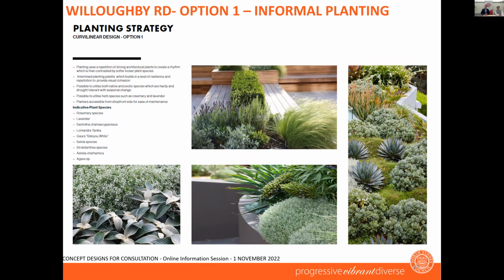Now, the informal planting. This is the sorts of plants we'll be talking about, not specifically, but the style, if you like. So grassy plants, succulents, more informal style plants that rely on foliage, colour, and different leaf arrangements and contrasts in leaf arrangements to provide that interest in the landscape. So this is more in option 1, curvilinear design, which you'd call a more informal planting scheme.